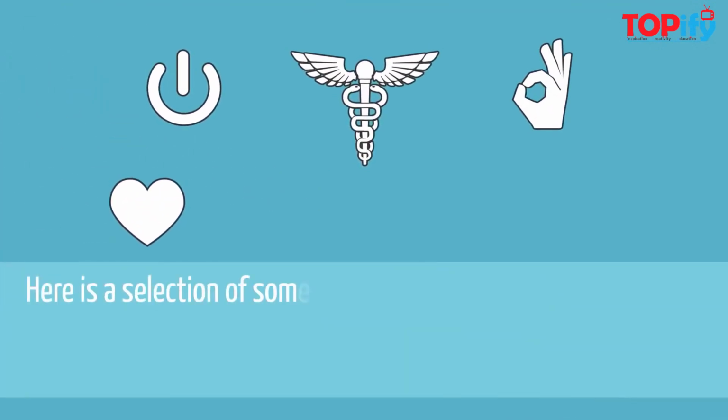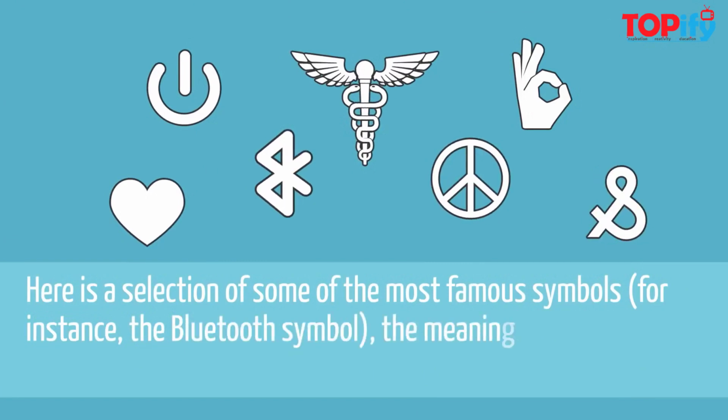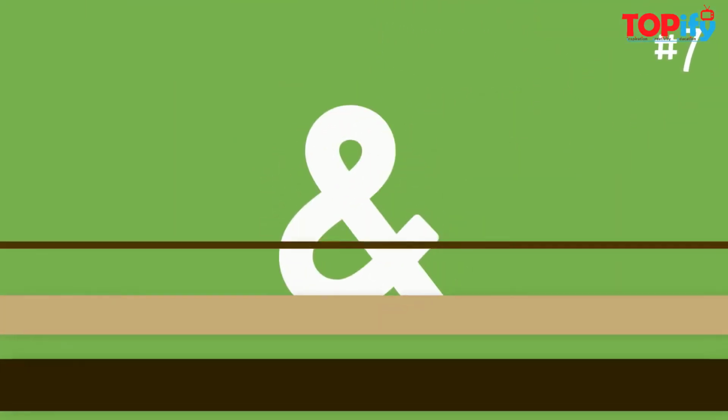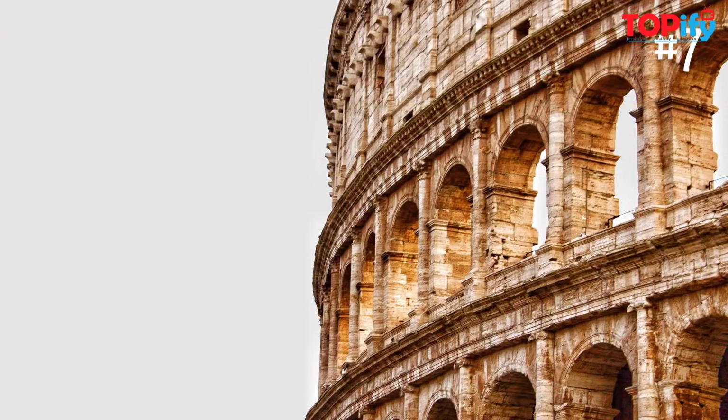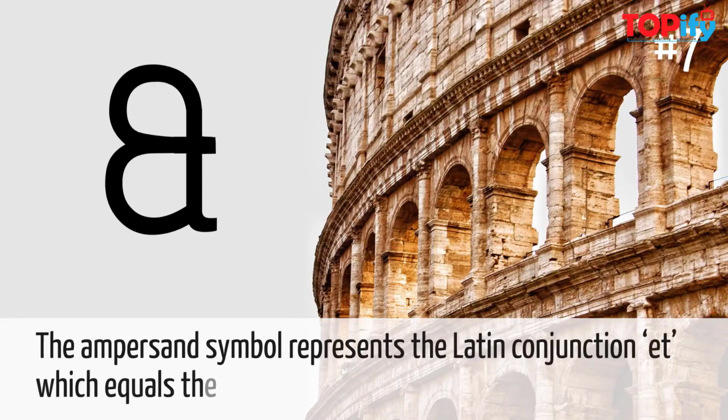Here is a selection of some of the most famous symbols, for instance, the Bluetooth symbol, the meanings and origins of which remain a mystery to most people. Symbol number 7. The ampersand. The ampersand symbol represents the Latin conjunction et, which equals the English word and.